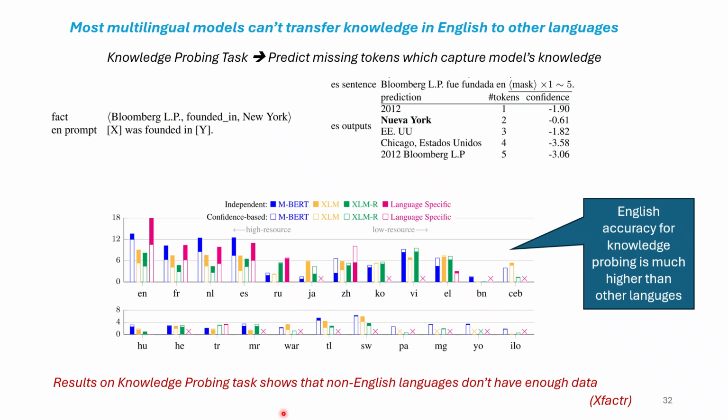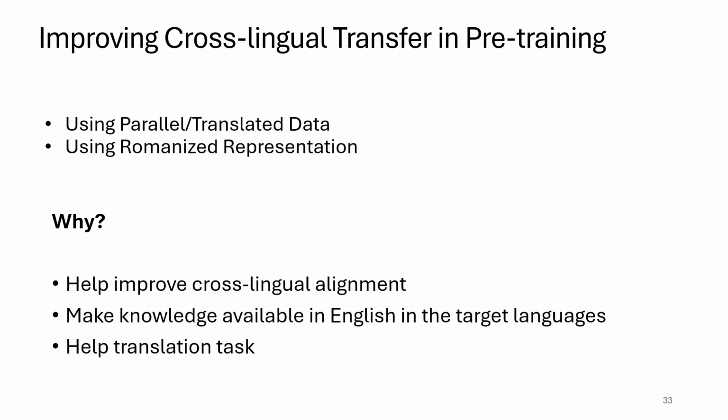And so this knowledge probing task shows that non-English languages don't have enough data to make these predictions, which is why cross-lingual transfer, or having data in the native language, is important. And we still have a long way to go in cross-lingual transfer as well as the availability of data. So what can we do to improve cross-lingual transfer during pre-training?